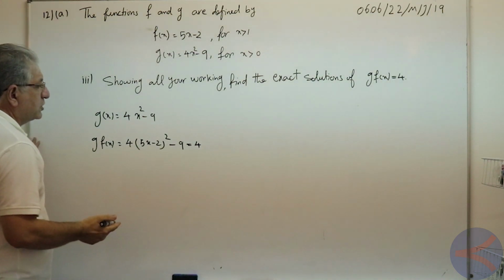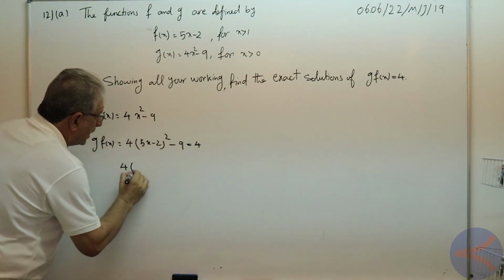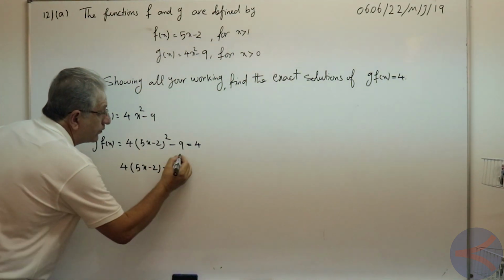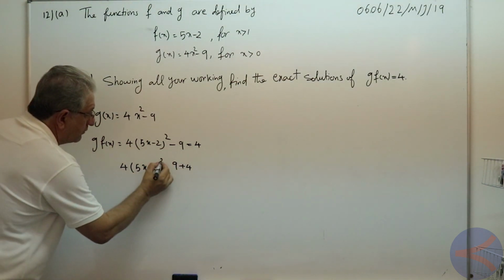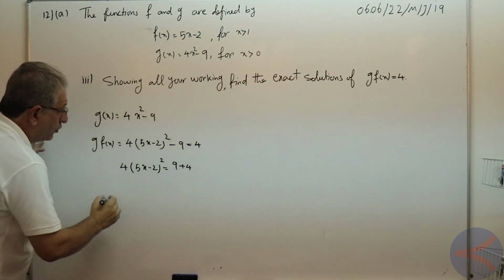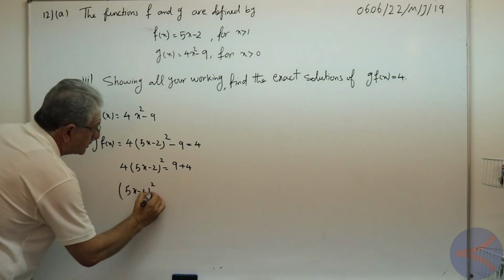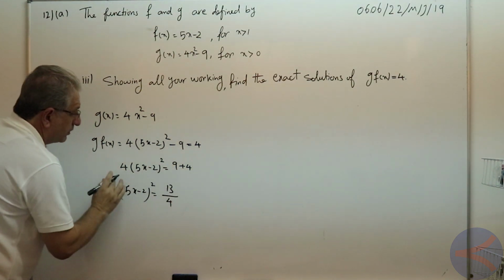Now, to solve this equation, no need to expand, just move the minus 9 across. Therefore you are getting 4 times (5x minus 2) squared is equal to 9 plus 4, which is 13. Now divide this by 4. Therefore you are getting (5x minus 2) squared is equal to 13 over 4.